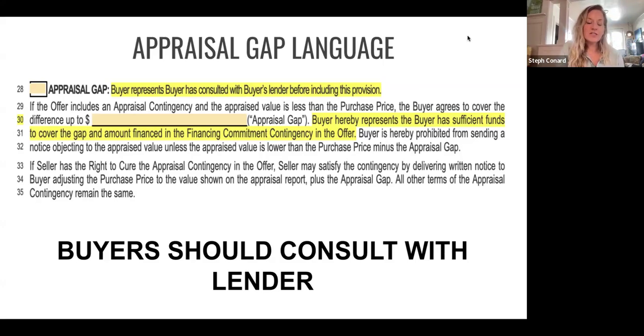So that's just kind of outlining for the seller, if they do elect to cure, what they need to do. And they would send that written notice back to the buyer adjusting the purchase price. Okay, any questions on that?